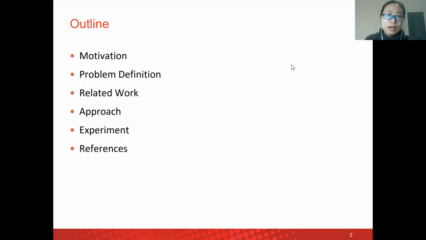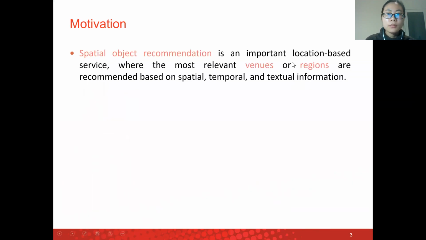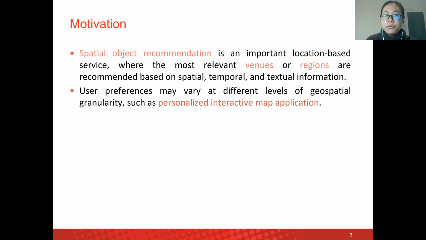And here's the outline of our talk. So we are going to the first part. As you know, there is a lot of related work on spatial object recommendation. This is an important location-based service. In this kind of service, the most relevant venues or regions are recommended based on important information like spatial, temporal, and textual information. And we argue that users' preferences may vary at different levels of geospatial granularity.